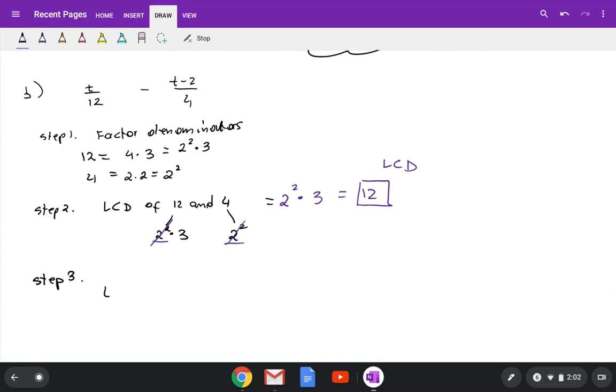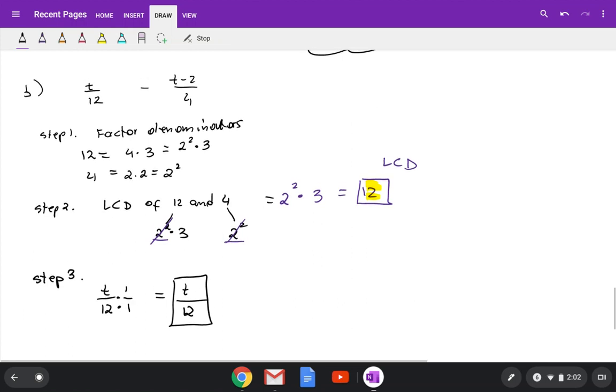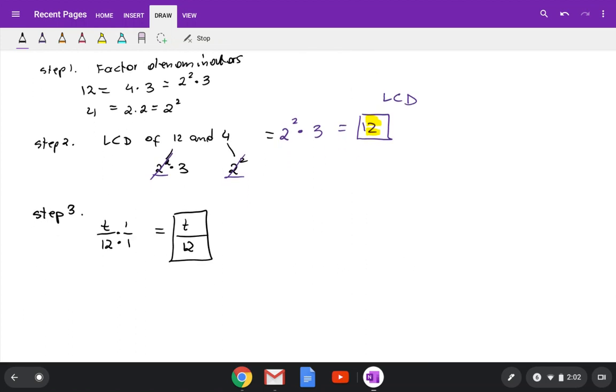Okay, so you have t over 12. You have to build an equivalent fraction with the new denominator, which is your LCD. Since our LCD is the same as the denominator we have at this moment, we're not doing anything. Or you may think that we just multiply by 1. So you'll end up with t times 1, which is t. So no change here.